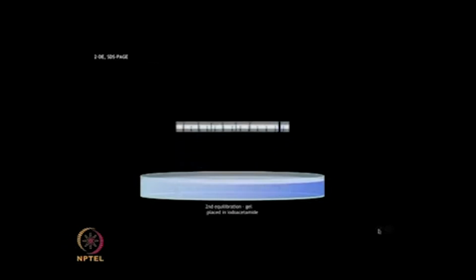This strip containing the separated proteins is then placed on an SDS-PAGE gel slab for further protein separation in the second dimension based on the molecular weight. The proteins on the IPG strip are subjected to SDS-PAGE by applying a direct current between 100 to 350 volts, depending upon the size of the gel.